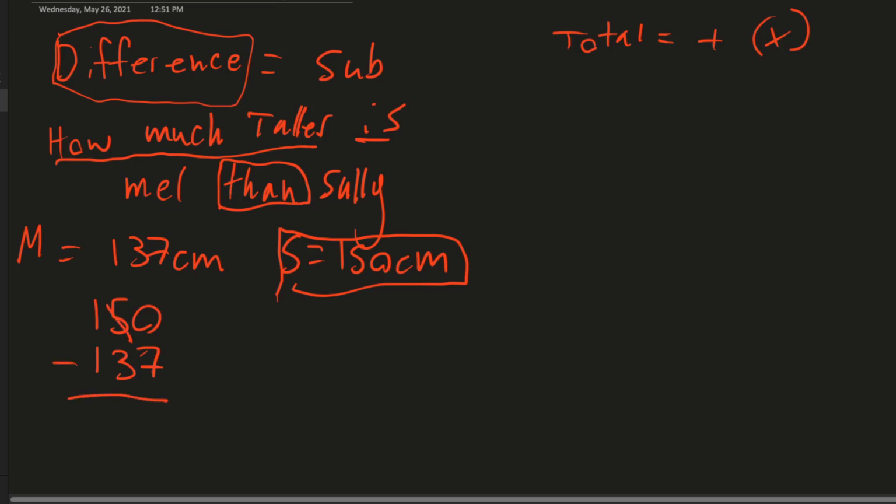You need to borrow from here. You get 4. That's 10, 3, 1, 0. And so you get your 13, and that's the difference between these two. And so your answer in nice wording could be something about Mel is 13 centimeters shorter than Sally, or rather, in the case of this, Sally is 13 centimeters taller than Mel. So this could also come in different ways.